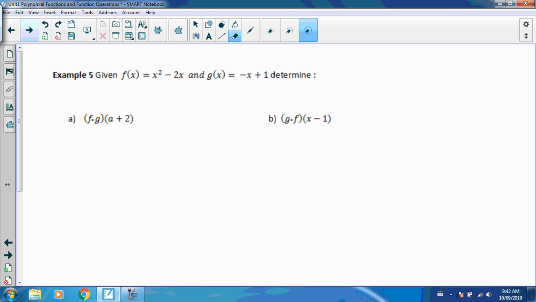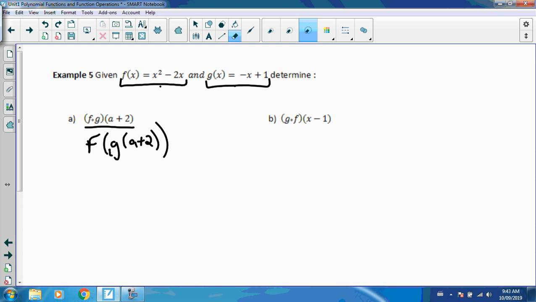Here we're doing kind of another layer onto that. So I've got the f of g of a plus 2, which is another sort of function, if you will, a plus 2. And I've got f of x and g of x, a quadratic again, a linear. And so I'm going to start with the inside. Remember, this means f of the g of a plus 2.